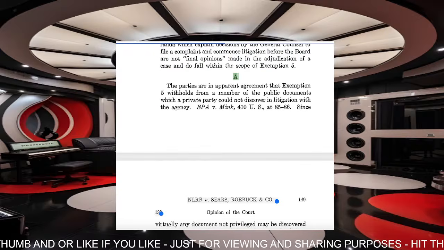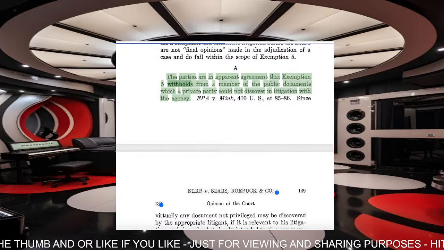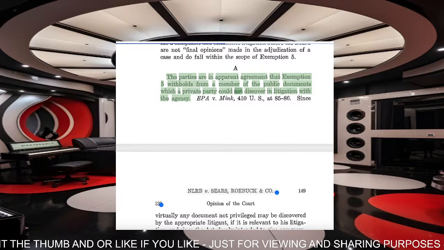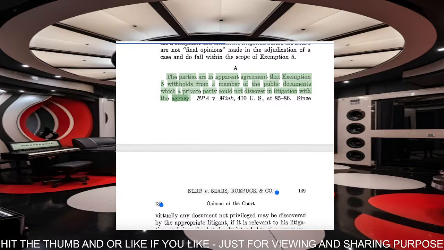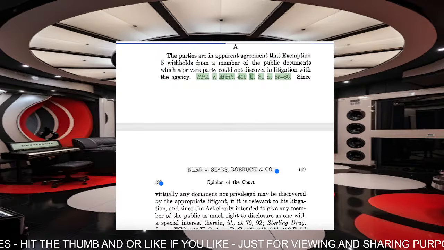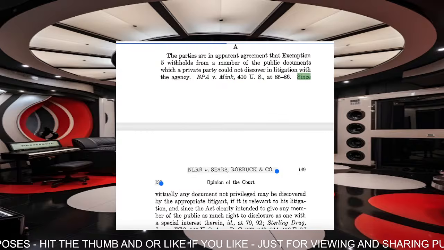A. The parties are in apparent agreement that Exemption 5 withholds from a member of the public documents which a private party could not discover in litigation with the agency. EPA v. Mink, 410 U.S. at 85 to 86.